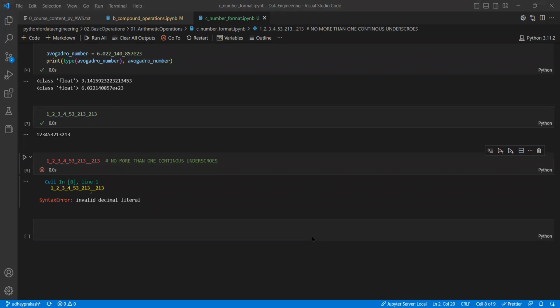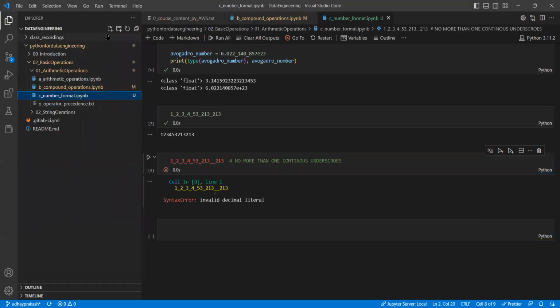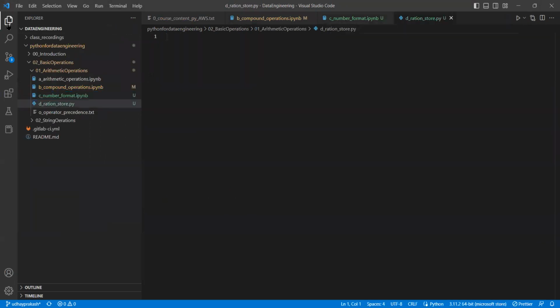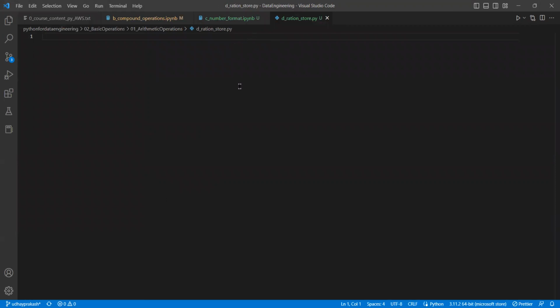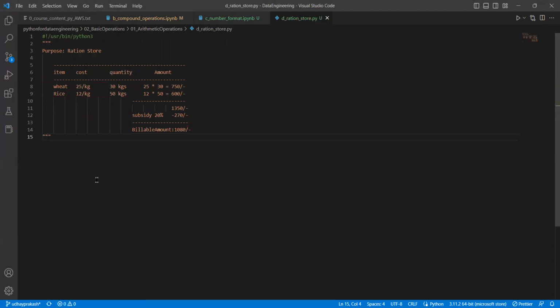Okay, this is fine. Let me go with some real world problems for you to understand. We learned enough basic arithmetic operations and others, so let me do a small thing called a ration store. I intentionally created a Python file, so now we are writing a script. Hope you remember in your villages you have ration stores. In a ration store, some things are sold. Assume there are only two products, wheat and rice. Generally in ration stores you see the same thing, and the amount is fixed and the quantity is also fixed.